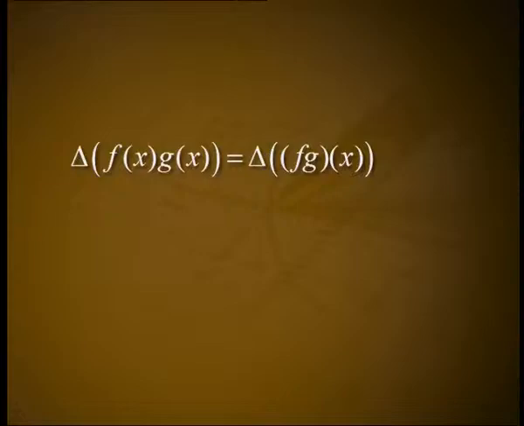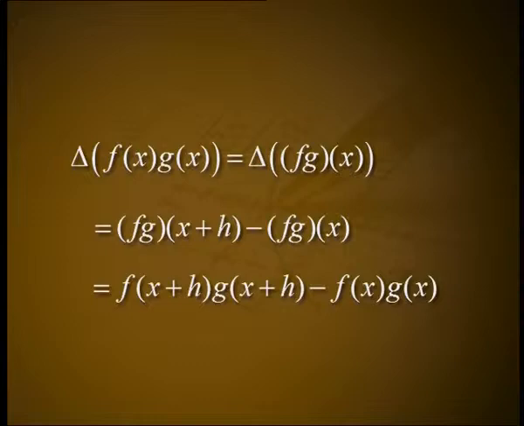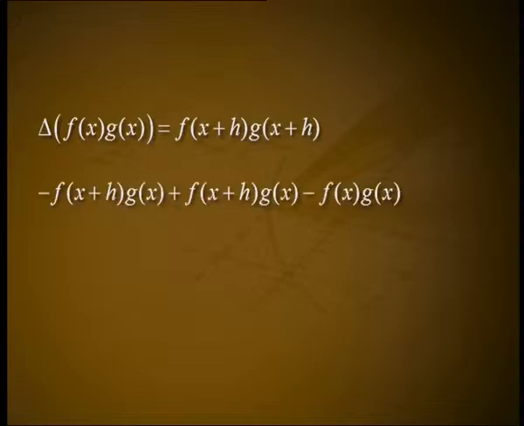Proof. Δ[f(x)·g(x)] = Δ(f·g)(x), that is f·g(x+h) − f·g(x), that is f(x+h)·g(x+h) − f(x)·g(x). Adding and subtracting f(x+h)·g(x), the above gives Δ[f(x)·g(x)] = f(x+h)·g(x+h) − f(x+h)·g(x) + f(x+h)·g(x) − f(x)·g(x).